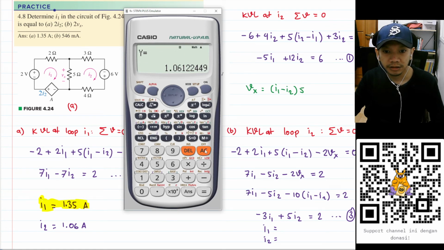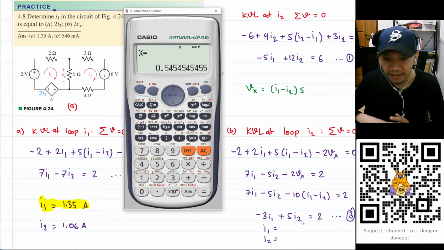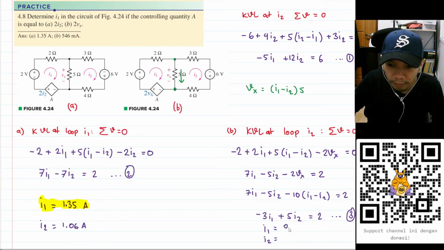Okay, let's clear this up. And for this one, I will have minus 5, and then 12, and then 6. And then the second one will be minus 3, 5, and 2. So I will have this x will be 0.546. Yeah, 0.545.